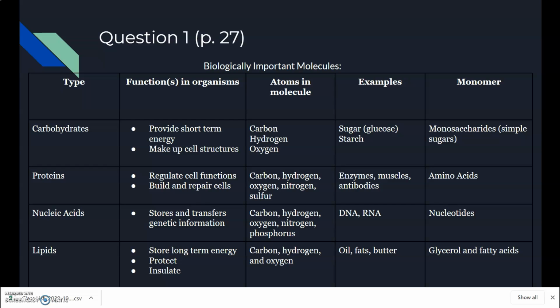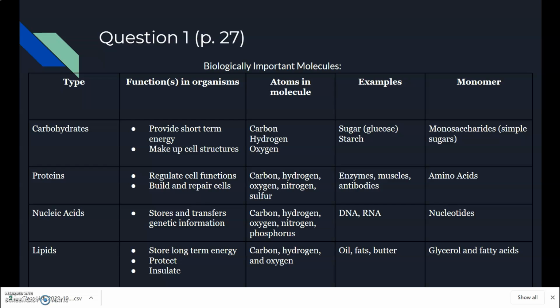Carbohydrates provide short-term energy and make up cell structures. And they contain carbon, hydrogen, and oxygen. Examples would be sugar and starch. And their monomer is monosaccharides, or simple sugars.